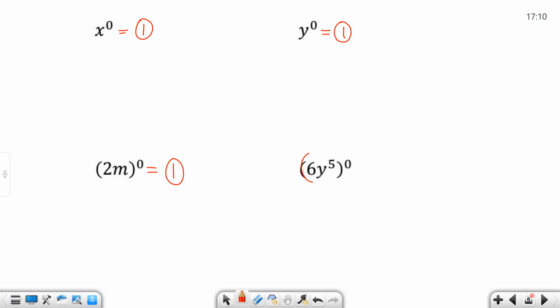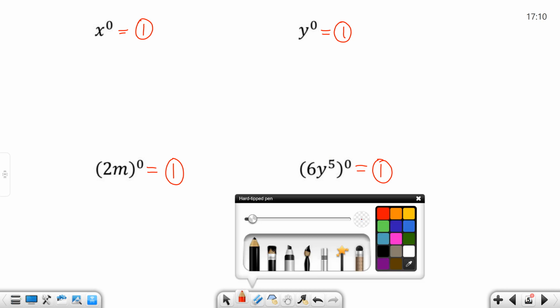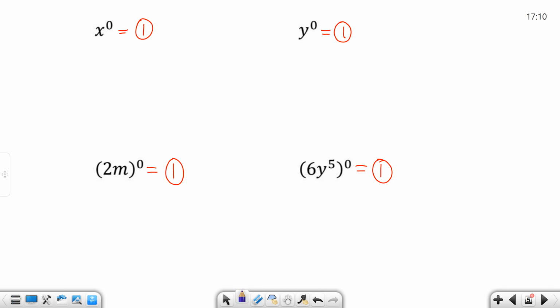So likewise right here, it's in parentheses. So guess what? It's all raised to the 0 power. So therefore the answer is simply 1. Right? So the key there is what's being raised to the 0 power. On each one of the ones on the screen right now, the entire thing is raised to the 0. Therefore the answer is 1.